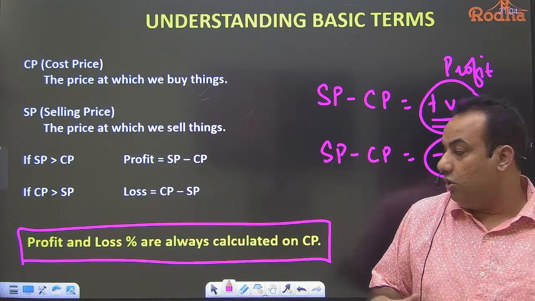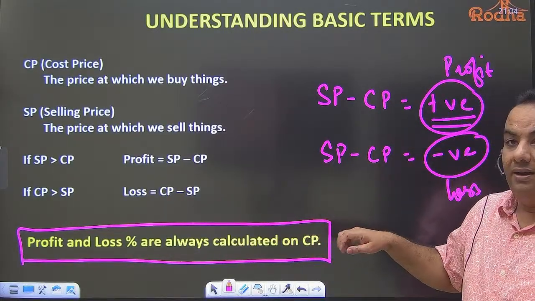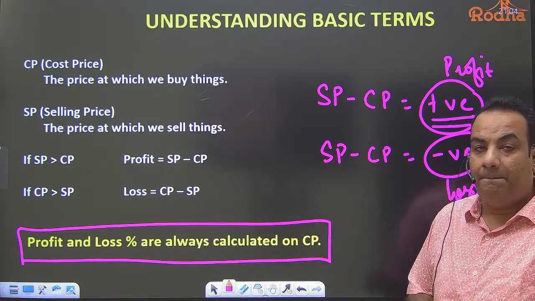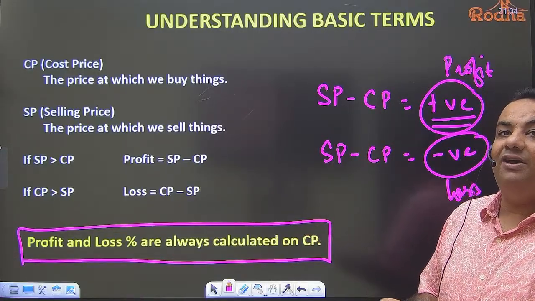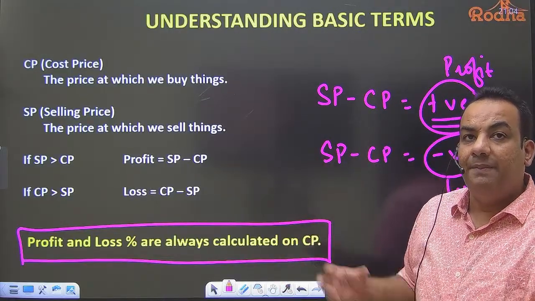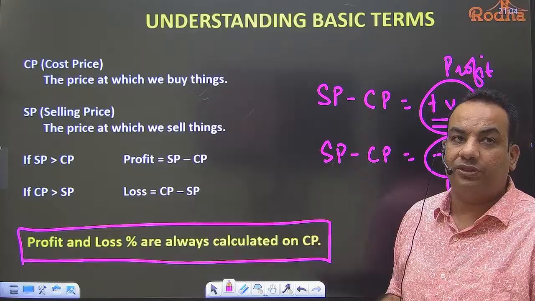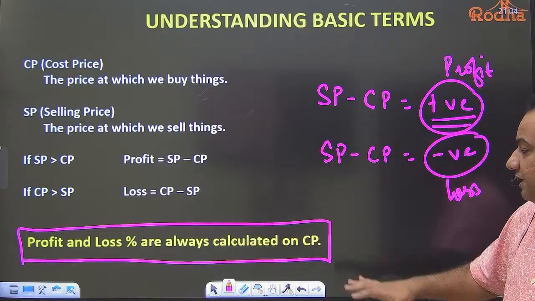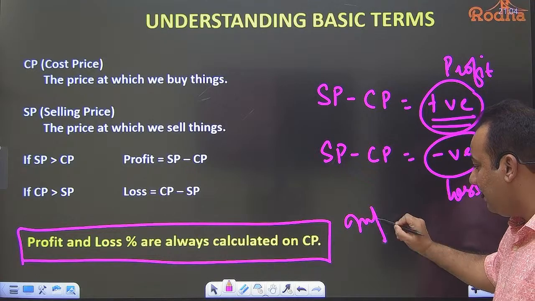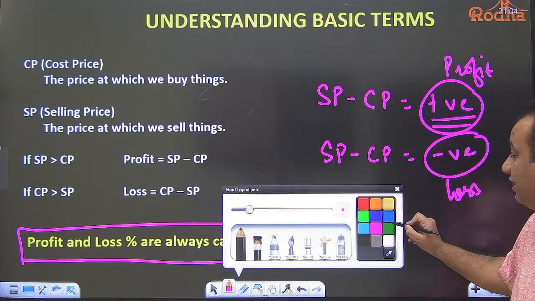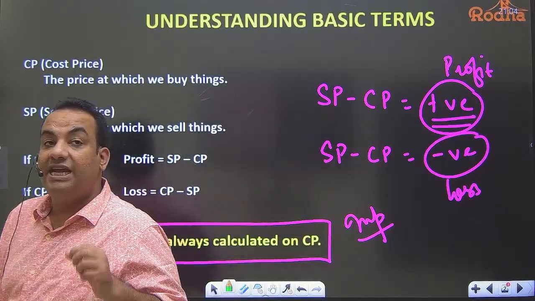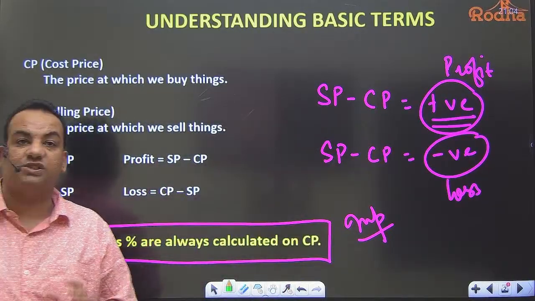So this session is for OMET, NMAT and SNAP. But yes, if a person is giving CAT also, it will benefit him also because the basic theory part would be same for both. So profit and loss percentages are always calculated on cost price. This is the most important line in this chapter, that whenever you have to calculate profit percentage or loss percentage, it is always calculated on cost price.